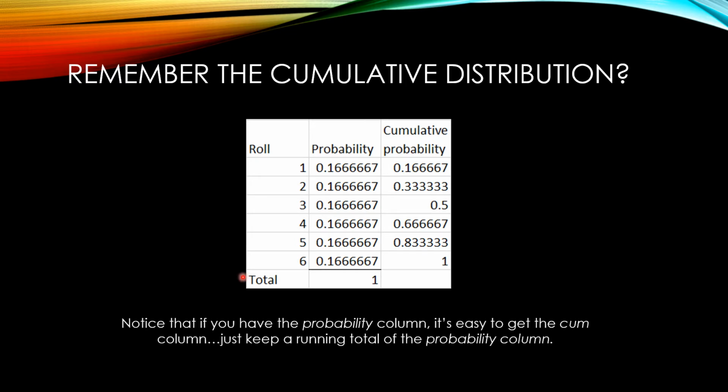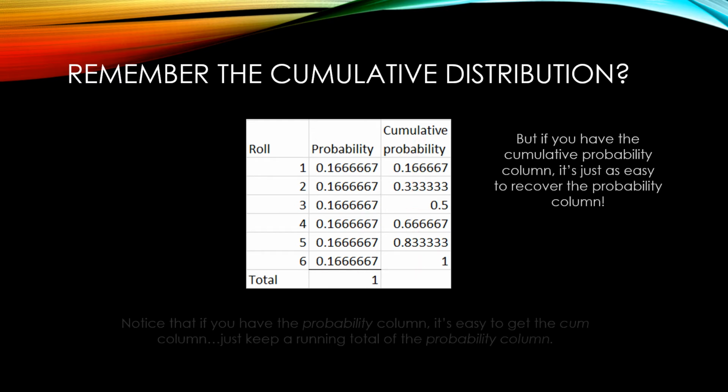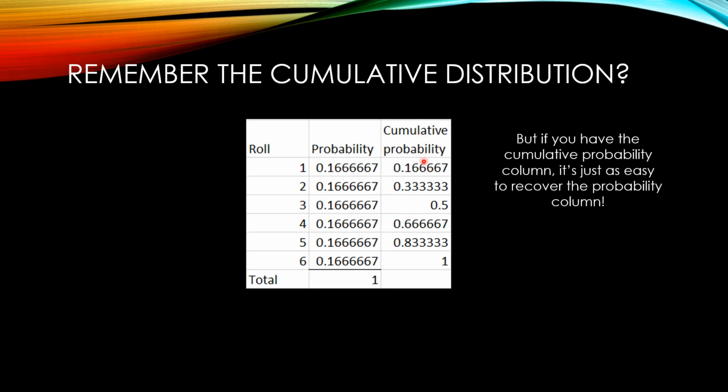Okay. Notice, by the way, that if you do have the probability column, as we just said, it's easy to get the cumulative by just keeping a running total, but something which might not be as obvious: if you start out with the cumulative column, then you can recover the probability column just as easily. Let's see how.